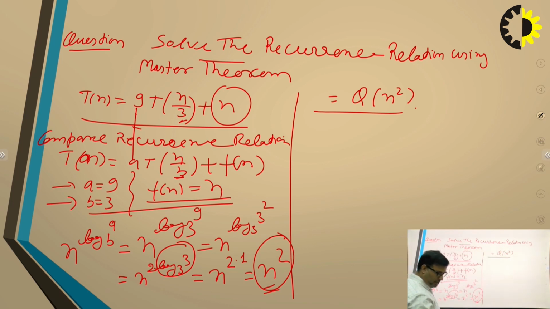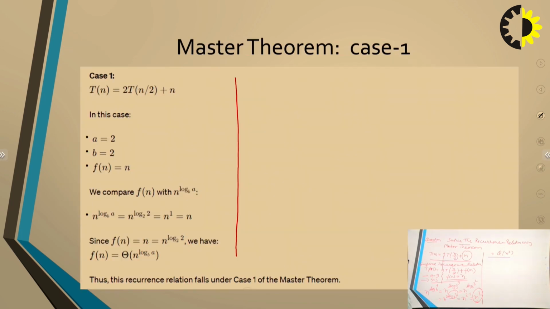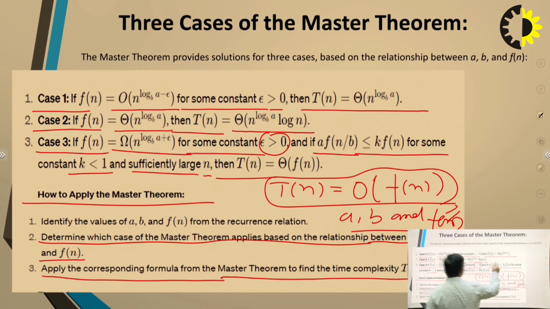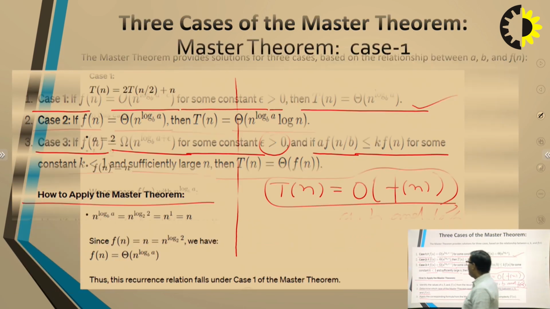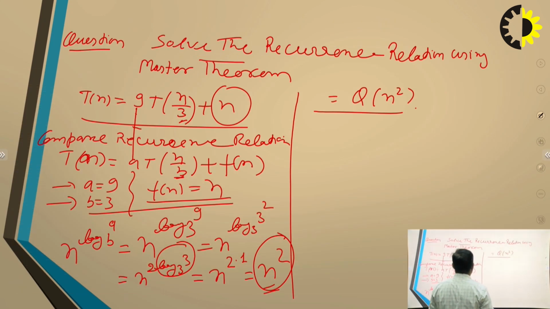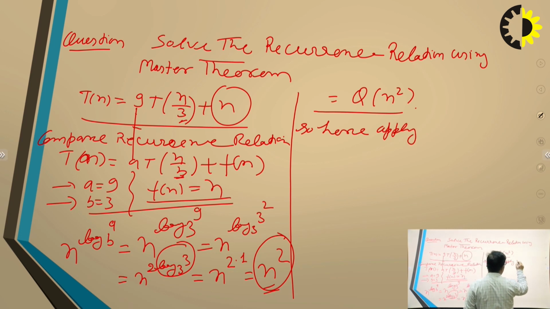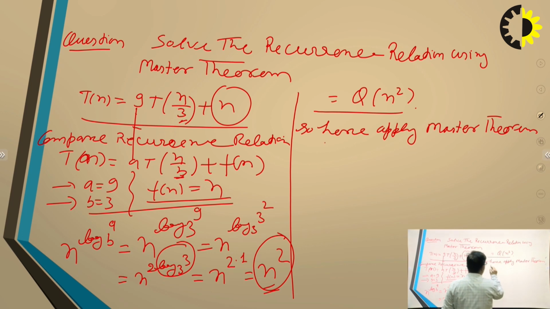What is the master theorem case 1? This one: Fn equals to big O n to the power log a base b minus epsilon. So here we apply master theorem case 1.